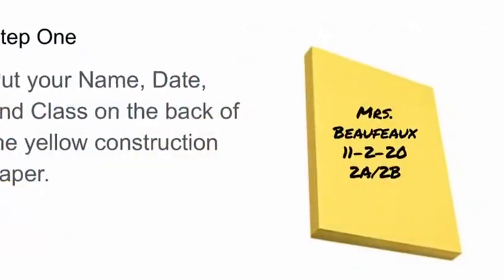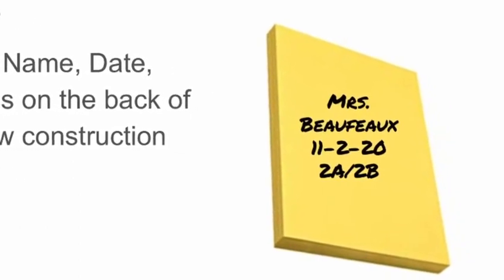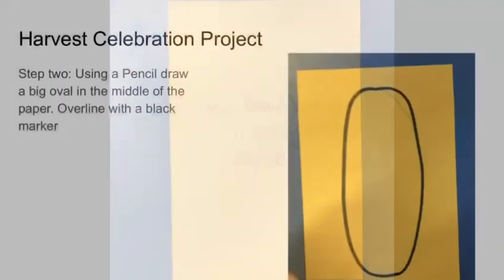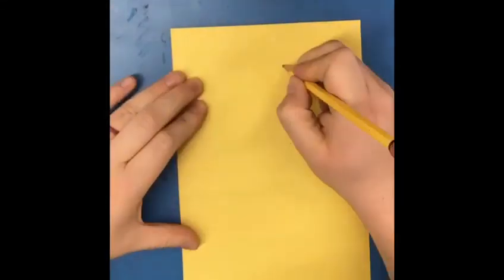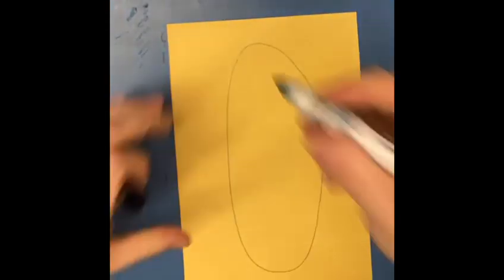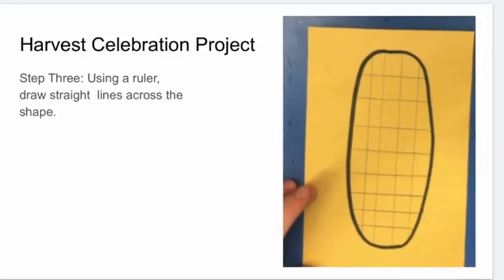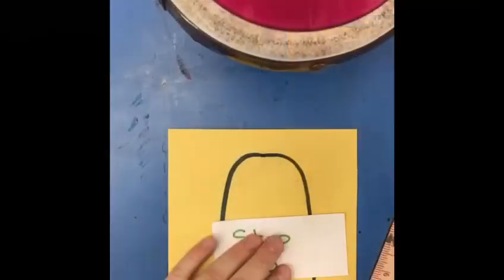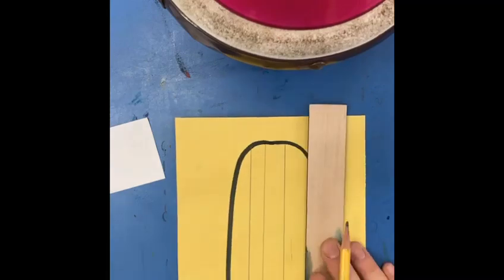Let's get started with our process. Step 1 is on the back of your paper. Place your name, date, and class. Step 2, we're going to use a pencil to draw the geometric shape of an oval in the center of our paper. We're going to overline this with a black marker. Step 3 has us using the art tool of a ruler. We're going to draw straight lines across the shape and up and down the shape using both vertical and horizontal lines. You can see a grid is forming.